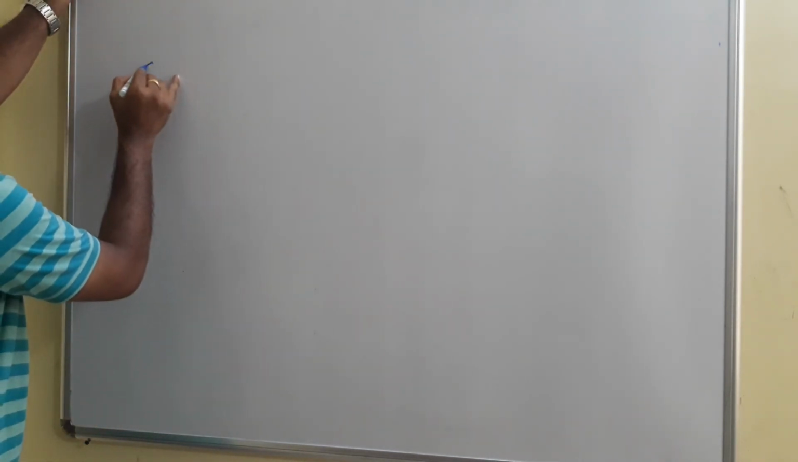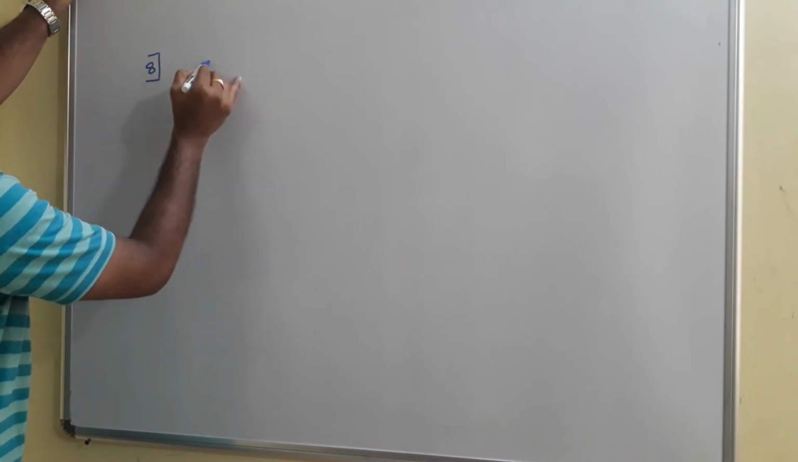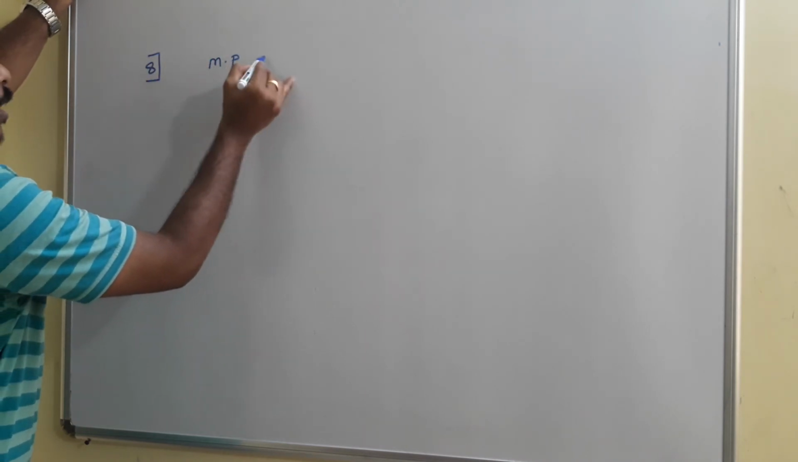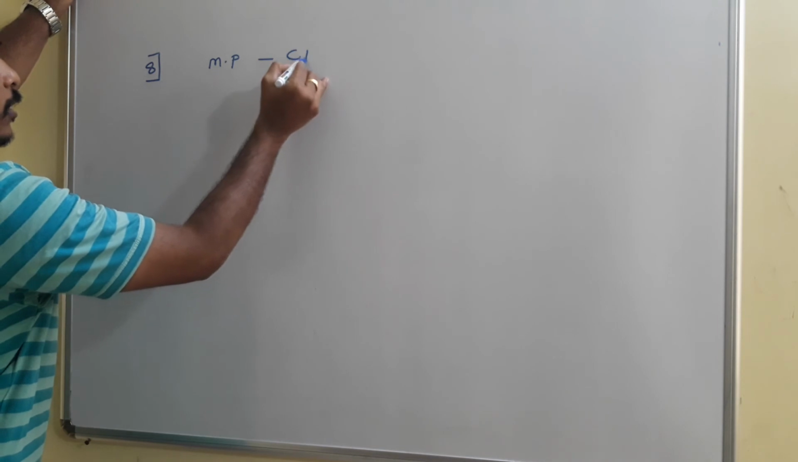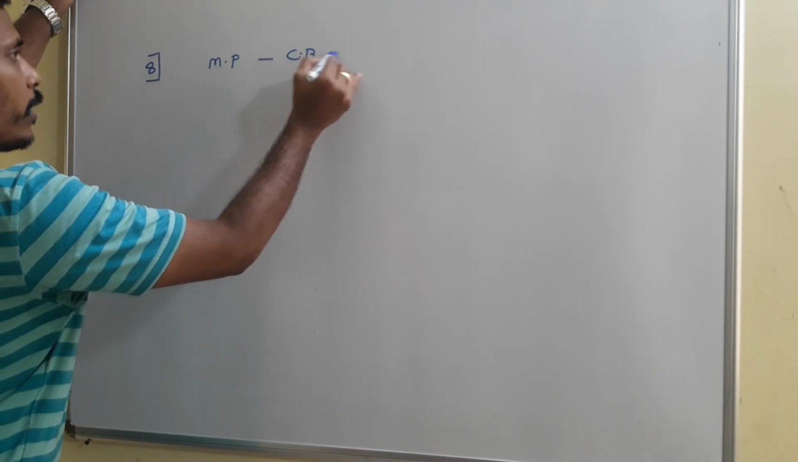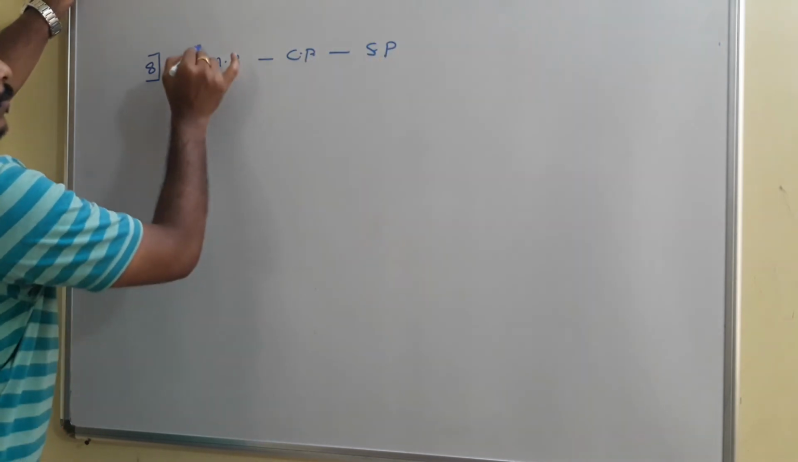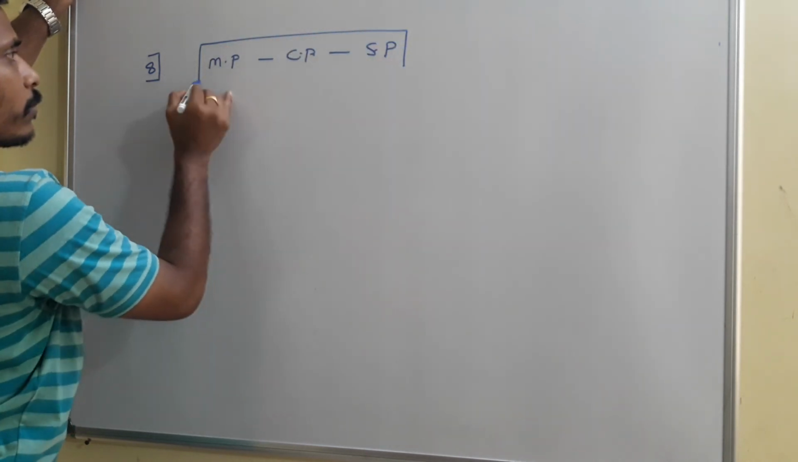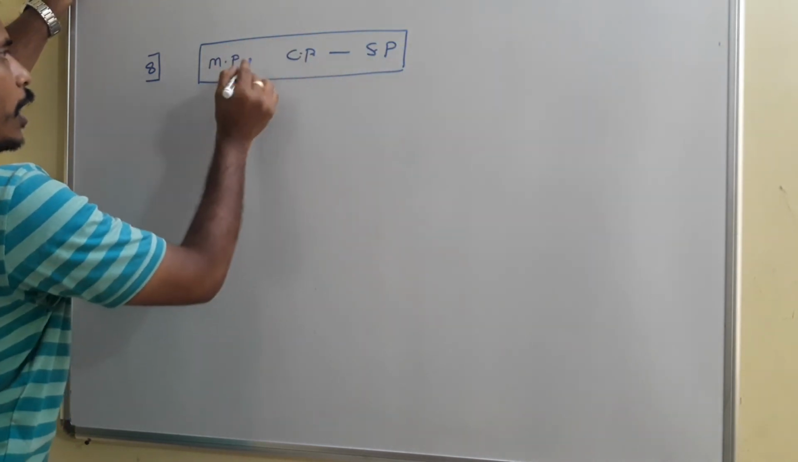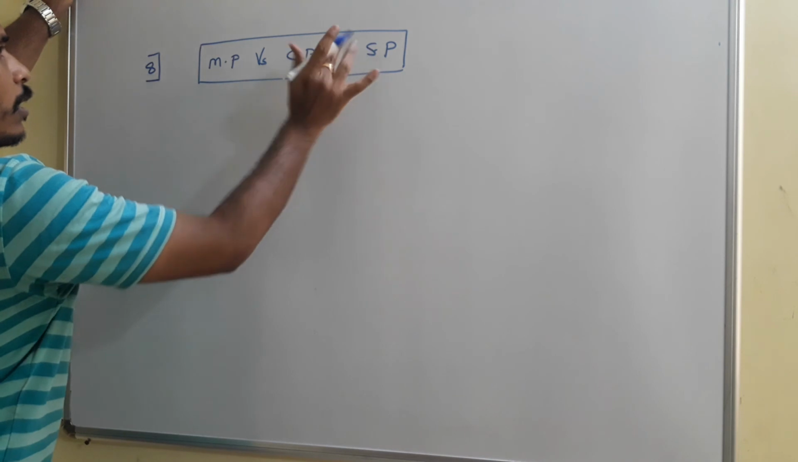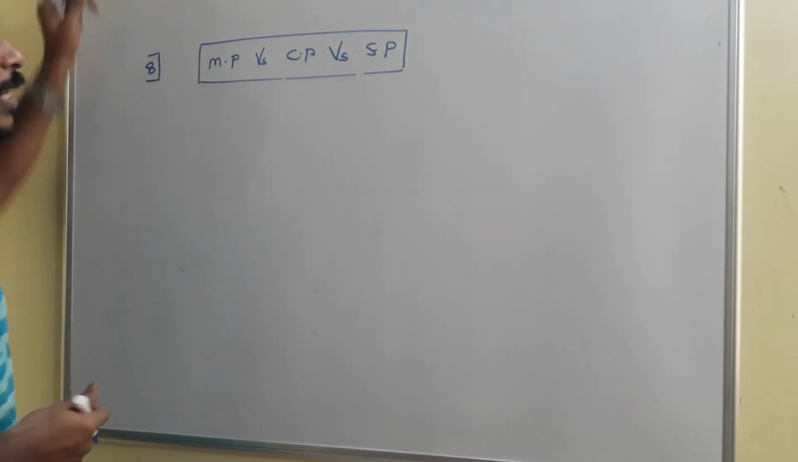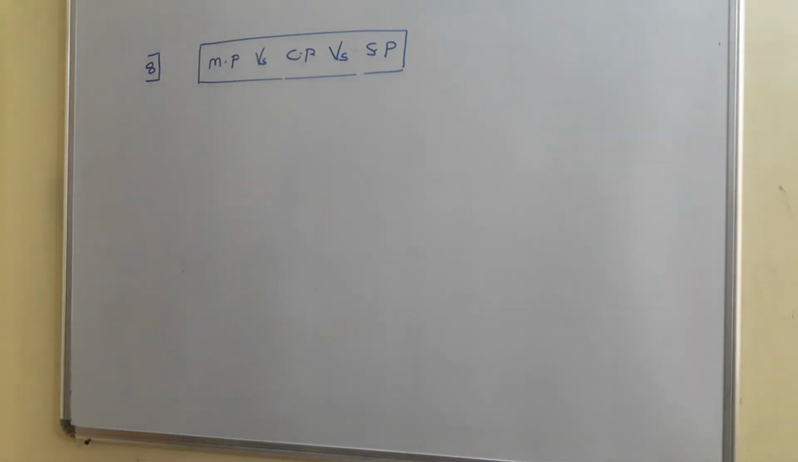The next thing is the eighth point. The eighth point gives the relation between market price, cost price and selling price. Or you can say market price versus cost price versus selling price. The link between these items is mentioned at the eighth point. Just have a look.